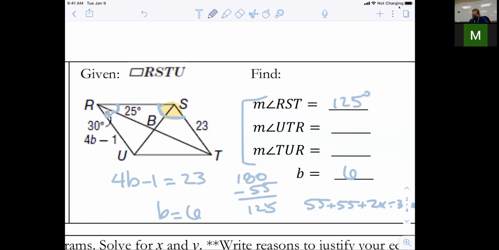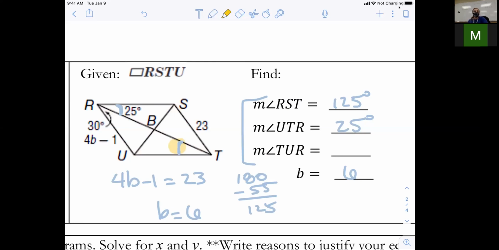What about the next one? It says UTR. Let's figure out where that is. UTR is right here. It is going to be 25, Maggie. How do you know that? What did you look at to know that it was 25? That angle right there? Ooh, that's perfect, Maggie. Can anyone help Maggie tell her why she knows that that's 25?